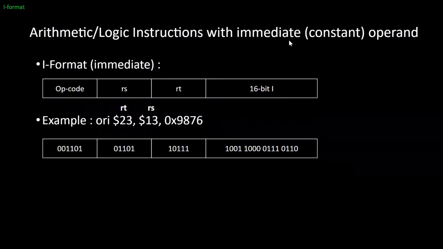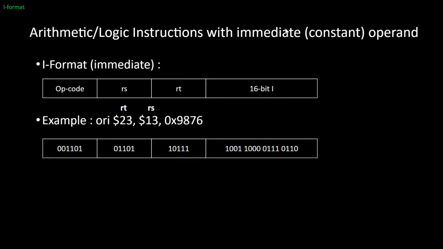We are going to look at the I-format instructions. I-format instructions are basically the instructions, or most of them, that have a constant number. If you look at the example here, we are doing an ori, and we are passing two registers and a fixed number as a third argument. So this is the I-format instruction.